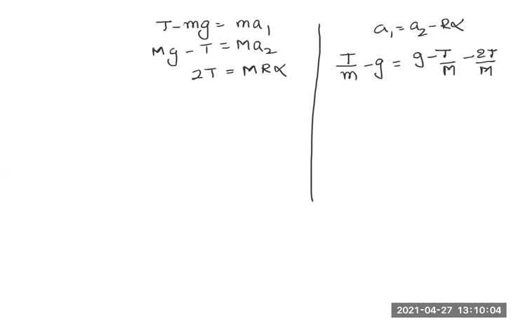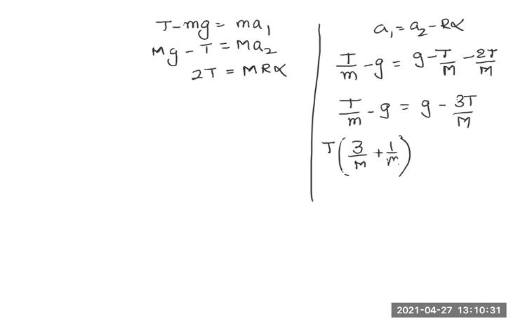Right? And then what I can do is I can write T by m minus g is equal to g minus 3T by M. Okay, I can take this 3T by M to this other side and g to the other side, and we'll have T, which I can take common now, 3 by M plus 1 by m is equal to 2g. So T is equal to 2mMg upon 3m plus capital M. Right? And I can plug in this value of T to find a1.